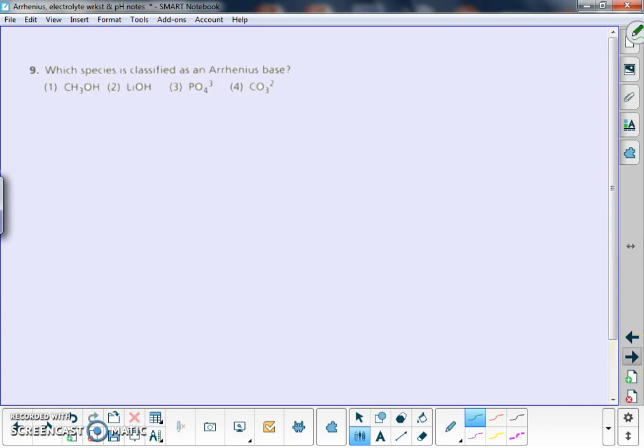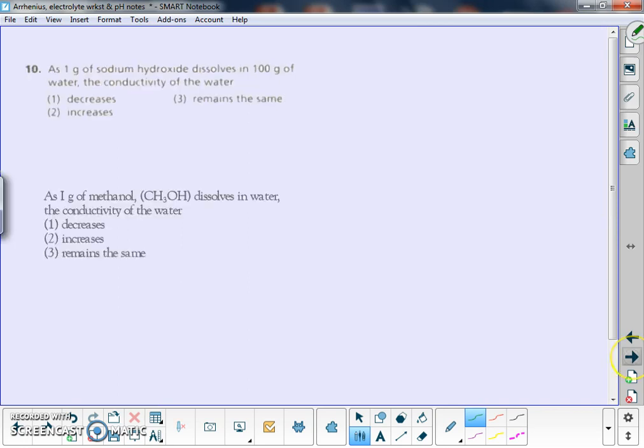Number 9, which one is classified as an Arrhenius base? It's something that has a hydroxide in it and also a metal. That negates this one because we have the CH3. That is not a metal. But lithium is a metal, so number 2 is your answer, lithium hydroxide.